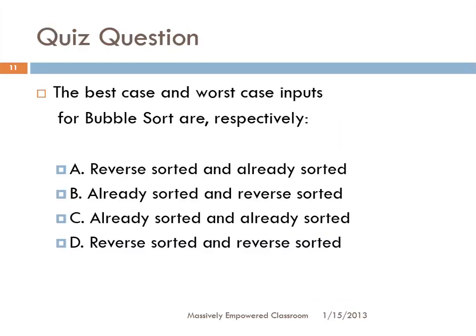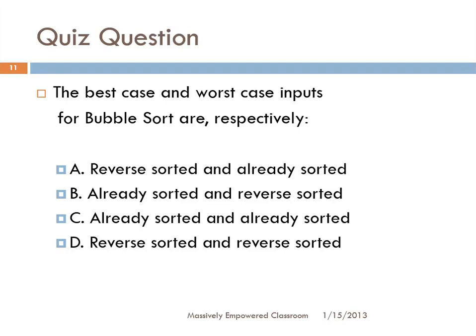So here is a question for you. The best case and worst case inputs for bubble sort are respectively. That means, is it reverse sorted and already sorted? That is, reverse sorted the best case and already sorted the worst case? Or option B, is already sorted the best case and reverse sorted the worst case? Or both already sorted is the best and worst cases? Or both reverse sorted is the best and worst cases? What is the right answer?